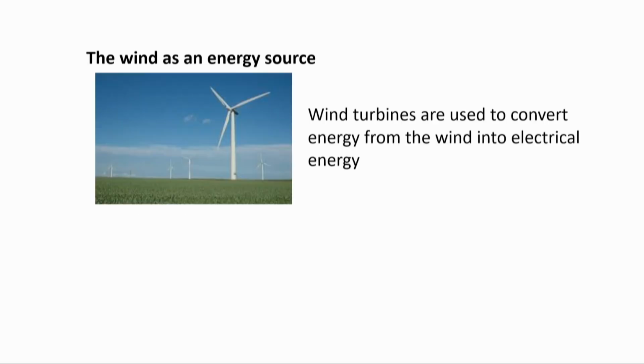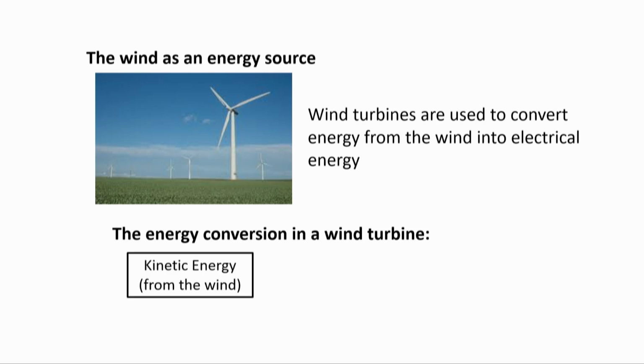The wind can also be used as an energy source. Wind turbines are used to convert energy from the wind into electrical energy. The energy conversion that occurs in a wind turbine is: kinetic energy from the wind is converted into electrical energy in the generator.